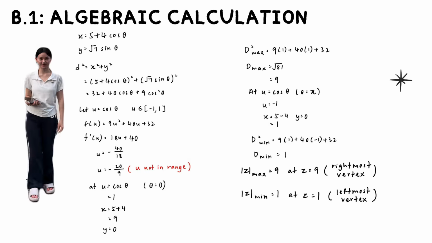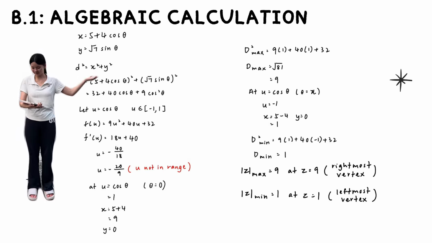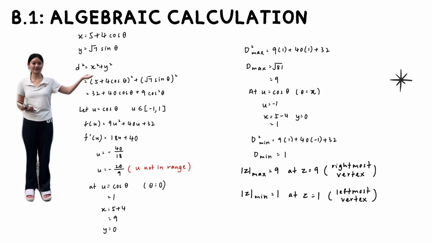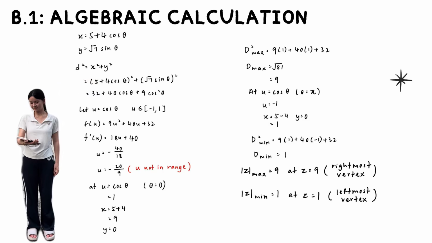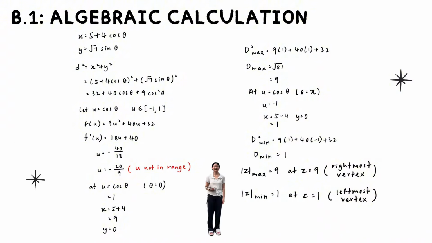So for the modulus extrema, I define the distance square function d squared equals x squared plus y squared, and substituted the parametric form. In the derivative, I found that the critical point was outside the valid range of cosine. This means that the extrema must occur where delta is 0 or pi. And this results in the maximum modulus of 9 and the minimum modulus of 1.